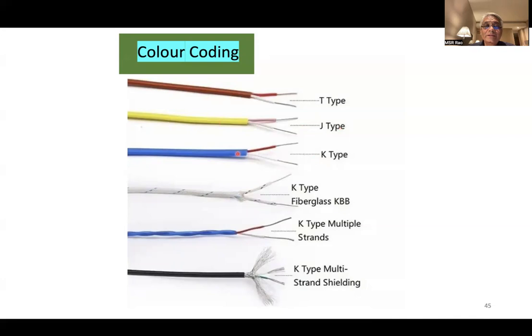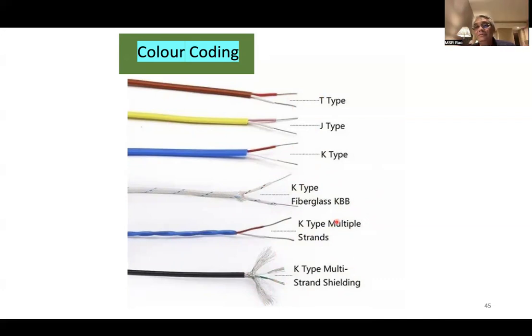And then a K-type thermocouple is blue in color, and you also have K-type multi-strand thermocouple available in two different forms. And there's also a K-type fiberglass. It's called KBB type thermocouple. There's a K-type multi-strand shielded thermocouple. So there are different ways, depending on the usage.